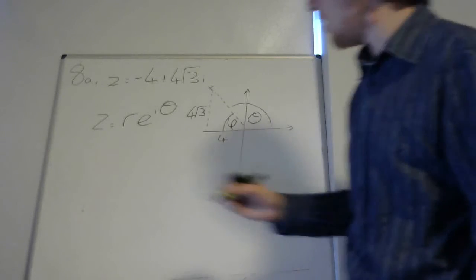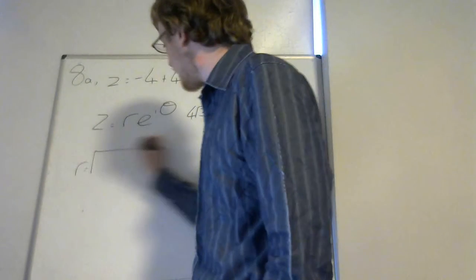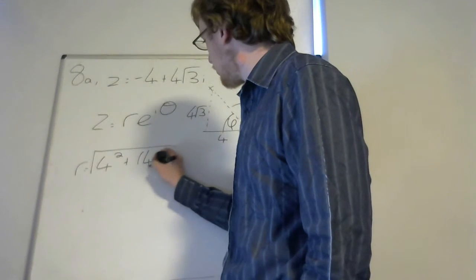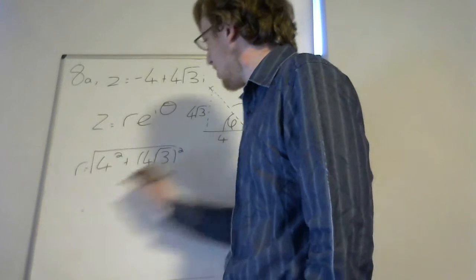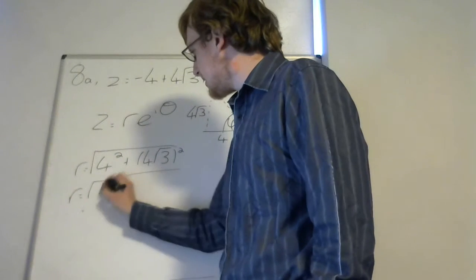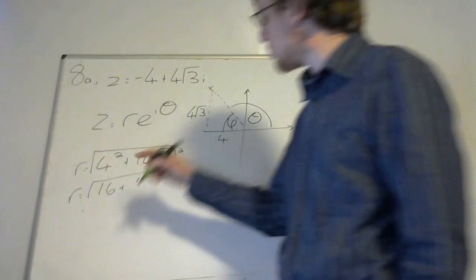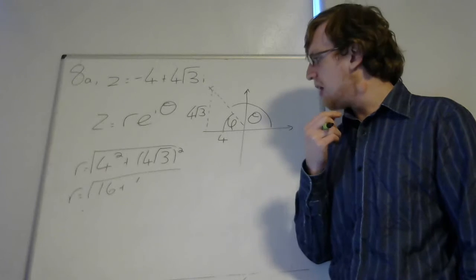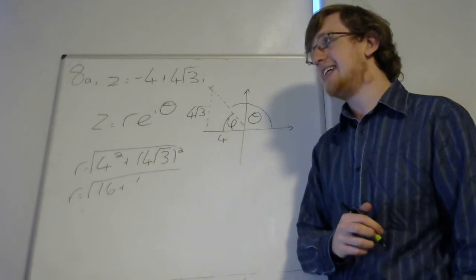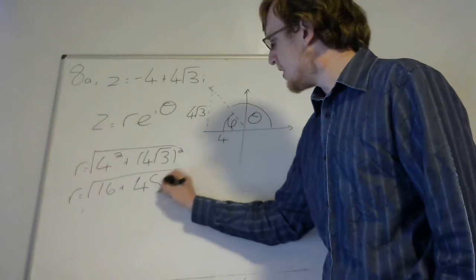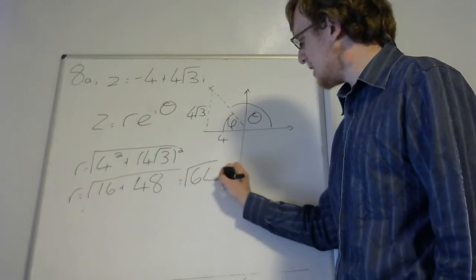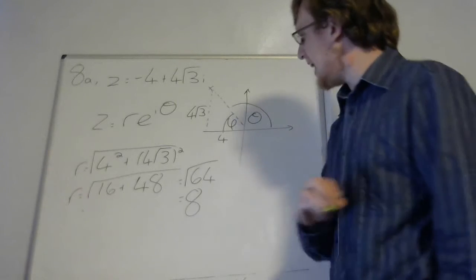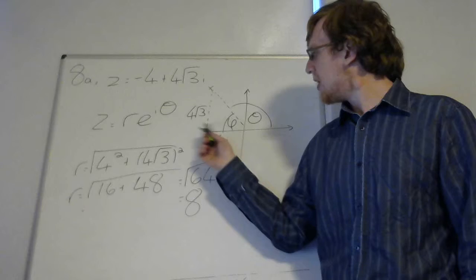Okay, now how are we going to work this out? To work out the modulus, r, it's quite easy, just a little bit of Pythag. So we square both the sides, 4 squared plus 4 root 3 squared, and square root the whole thing. So that gives us 16 plus 16 times 3, which is 48. That gives us root 64, which makes you feel nice and confident you've done the numbers right, because that works out to a whole number. That's 8.